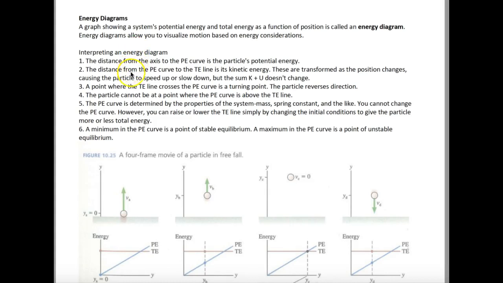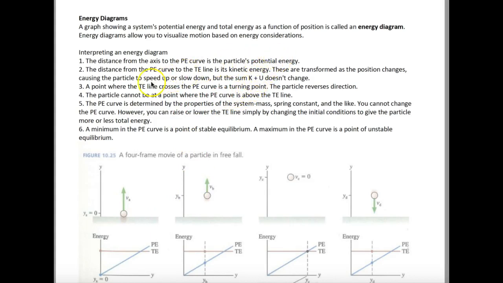When we look at the energy diagram, the distance from the axis to the PE curve is the particle's potential energy. The distance from that PE curve to the TE line is the kinetic energy. So the PE curve to the TE line, that's the total energy, is the kinetic energy. So they're transformed.